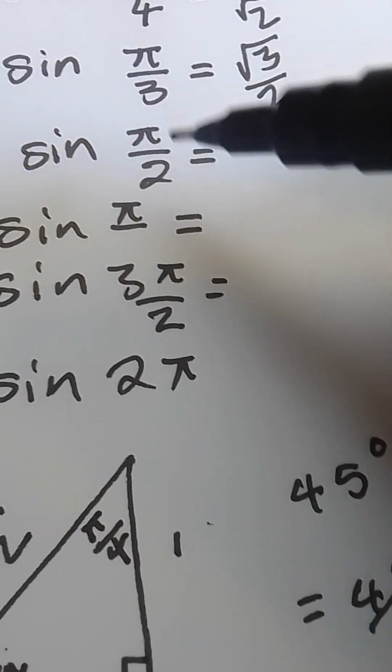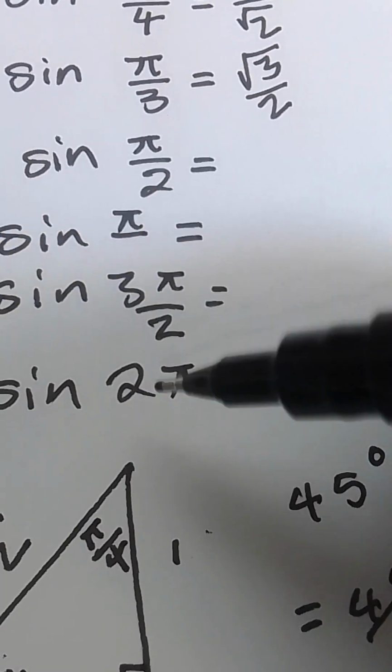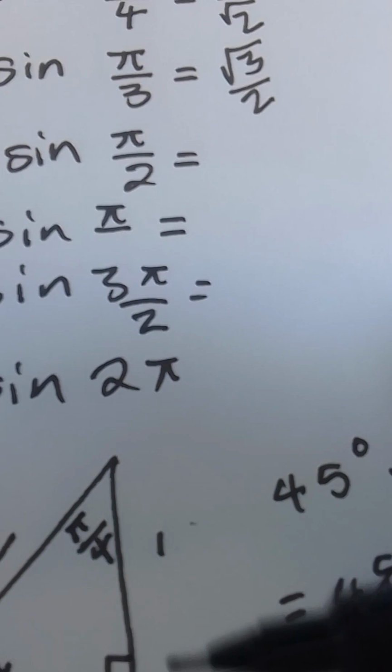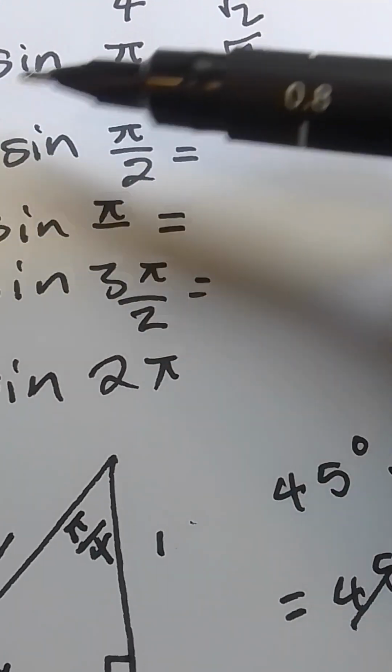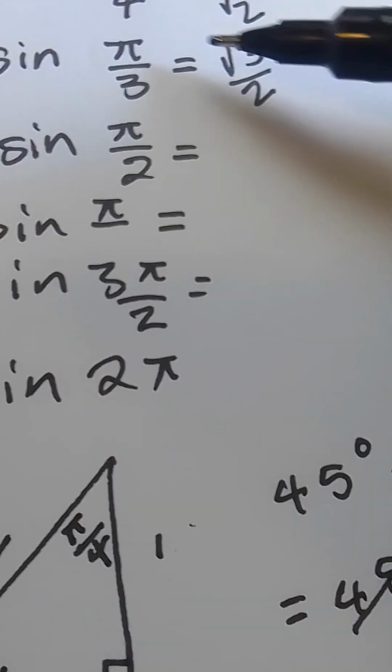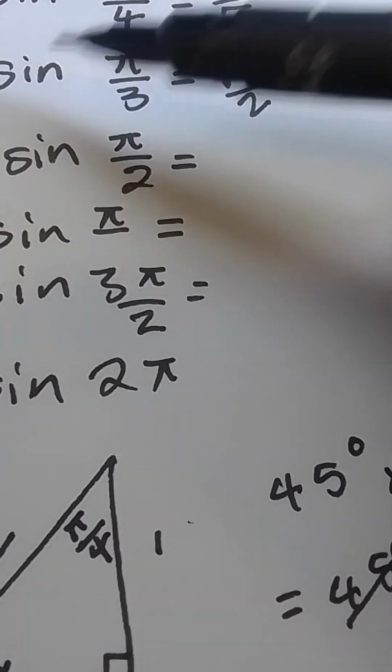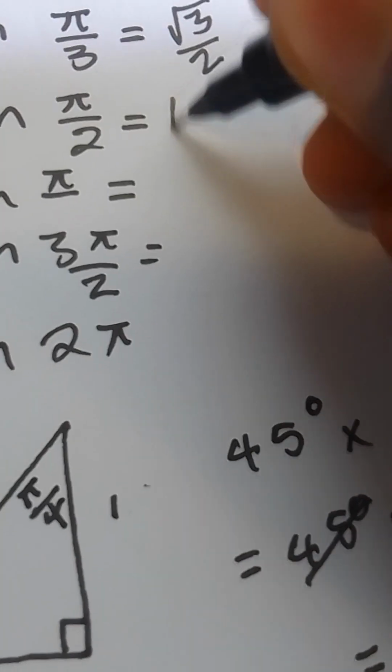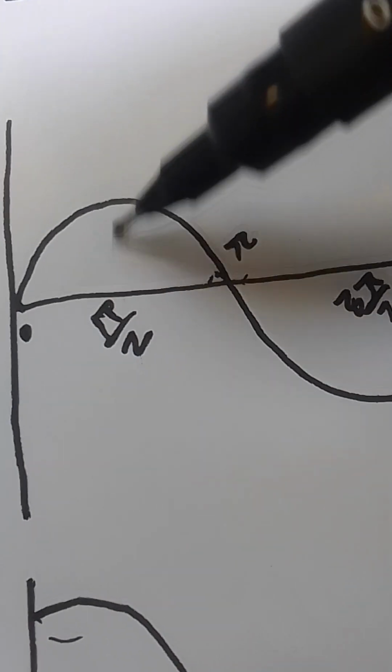Sine pi by 2 is at a quarter of the sine graph. At a quarter of the sine graph, the graph is at the top. It's at the maximum. So the answer is 1. You can see it here. At pi by 2, it's at a maximum. So sine pi by 2 is 1.